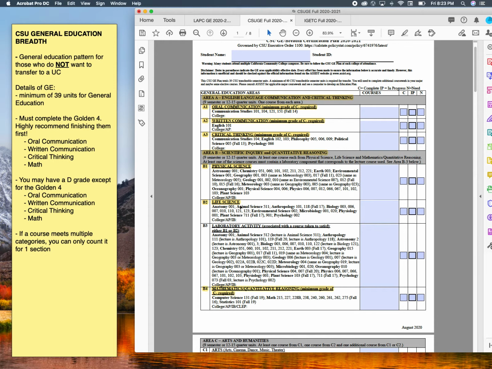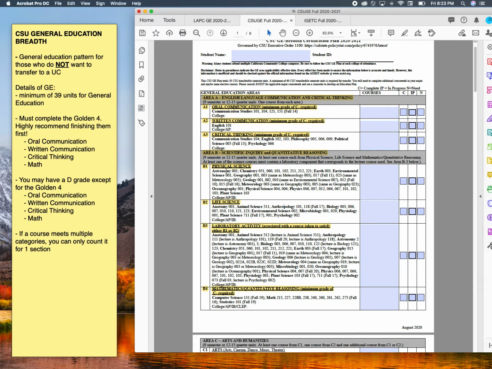So pretty much you have to have one physical, one life science, and one math. And then at least one of the science courses must contain a lab component that corresponds with the lecture used. What that means is that either your physical science or your life science, one of those classes, you have to take it with a lab, okay? And it has to correspond with these classes.